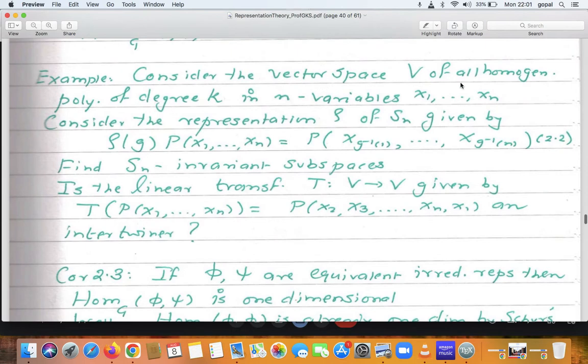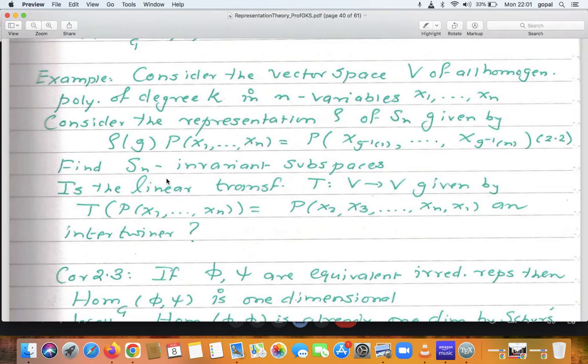We consider the vector space of all homogeneous polynomials of degree k in n variables x1, x2, ..., xn. We have a representation of the symmetric group. Namely, take a permutation g and take a homogeneous polynomial in x1, x2, ..., xn. Simply permute the variables, permute the arguments. You get another homogeneous polynomial.